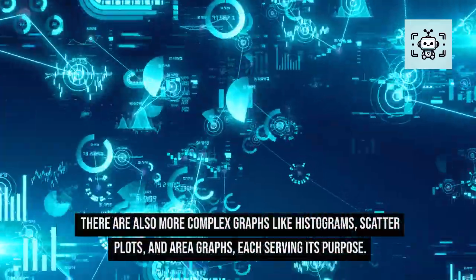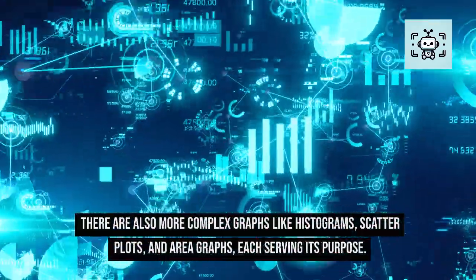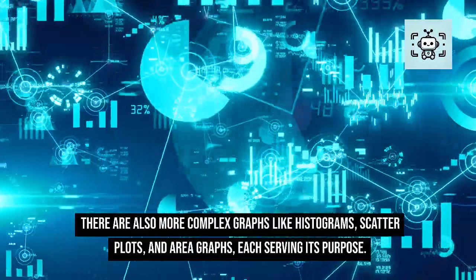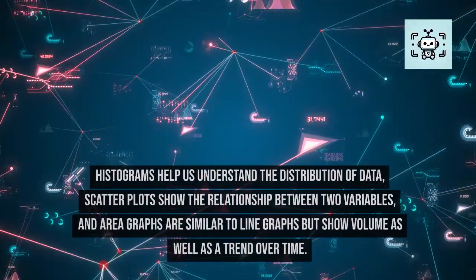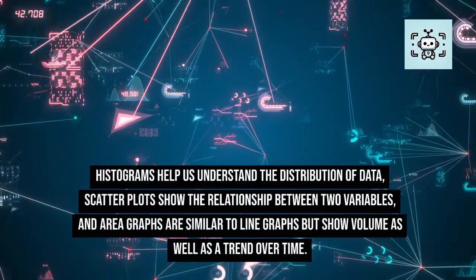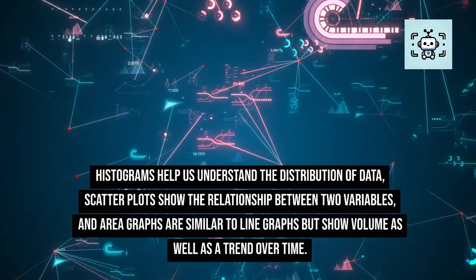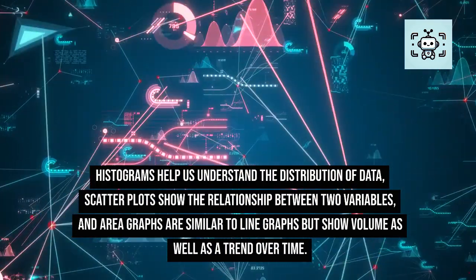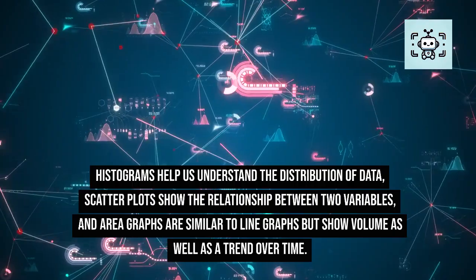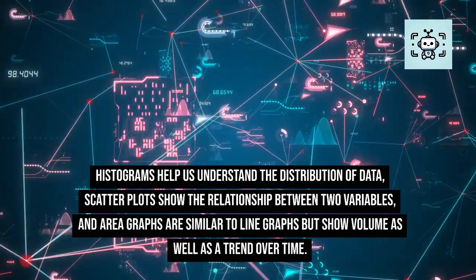There are also more complex graphs like histograms, scatterplots, and area graphs, each serving its purpose. Histograms help us understand the distribution of data. Scatterplots show the relationship between two variables, and area graphs are similar to line graphs but show volume as well as a trend over time.